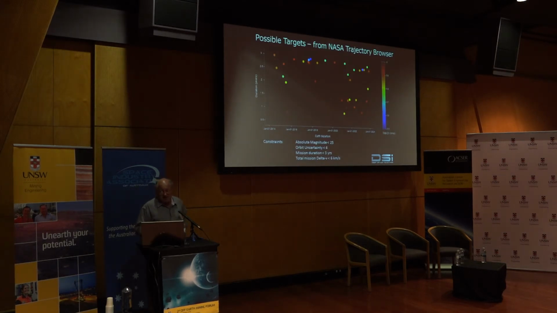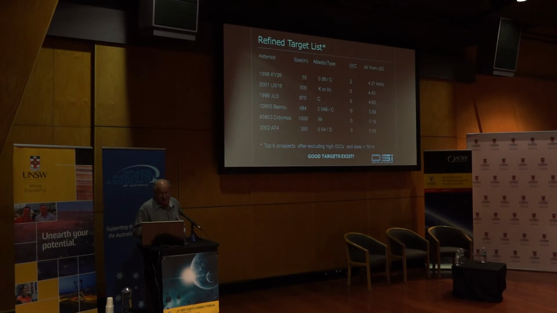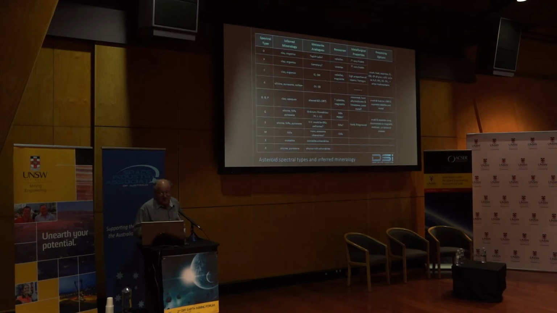The NASA Trajectory Browser is a lovely tool that I encourage people to have a bit of a look at if they want to have a bit of excitement. It gives you an interesting array of potential targets and their trajectories. And here's a refined target list, and here's our mineralogy and analogues with meteorites.